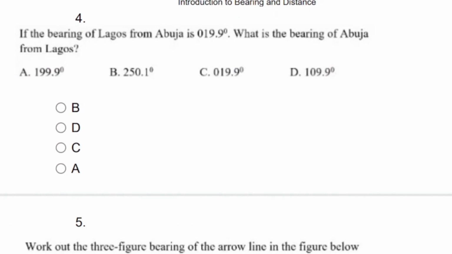So the next question, number 4. So what we have there: if the bearing of Lagos from Abuja is 19.9 degrees, what was the bearing of Abuja from Lagos? This is just the same thing that we just concluded. So what is the bearing of Lagos from Abuja? You can see what we have there is less than 180 degrees. So what you're going to do is just 180, without stressing yourself, plus 19.9.